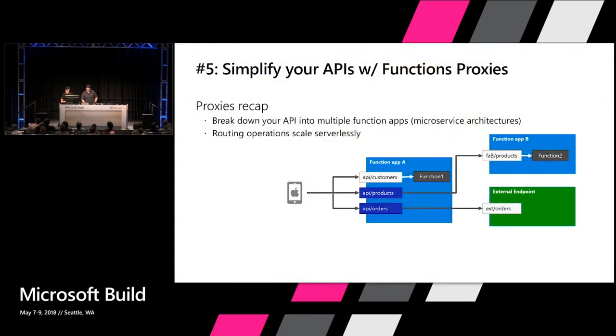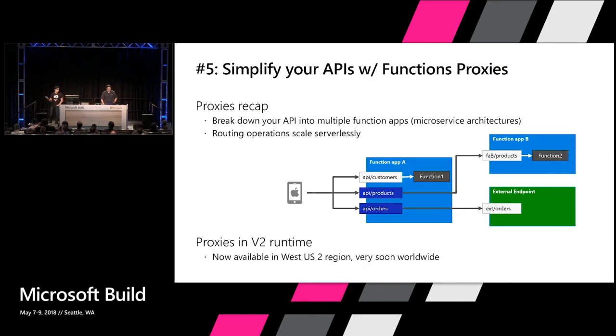So that's proxies. The one small announcement, because it's not worldwide yet, is that proxies work in the Functions V1 runtime. Now it works on the V2 runtime as well. We started deploying in the West US2 region, so if you want to give it a try immediately, maybe right after the session, you can. And it will be soon worldwide. Because if you already have a function app, I don't want you to have to mix and match V1 and V2, so we want to make proxies available whichever version of the runtime you're using. So we're releasing that one.